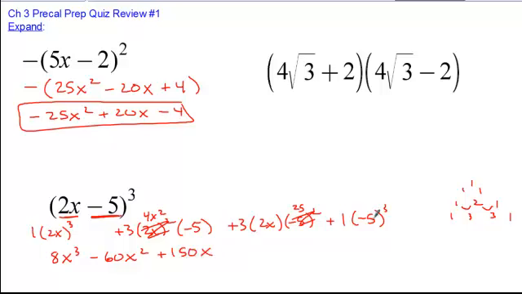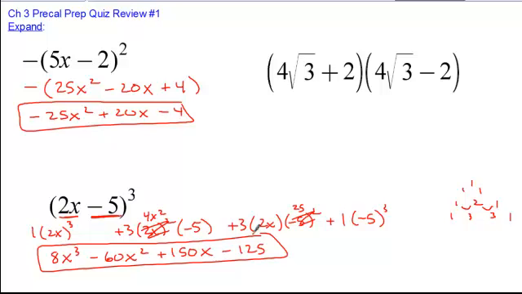And then finally we cube the base negative 5. It is still going to be a negative, so we get negative 125. And this would be your expanded form for this second problem.